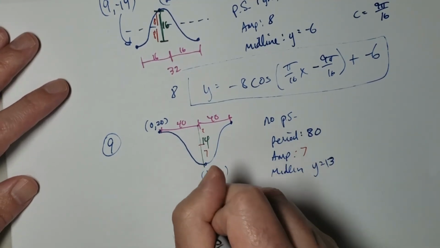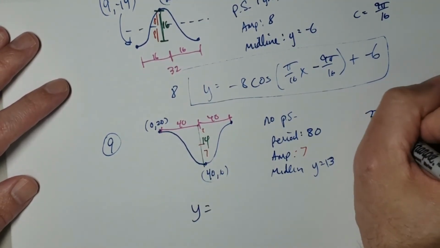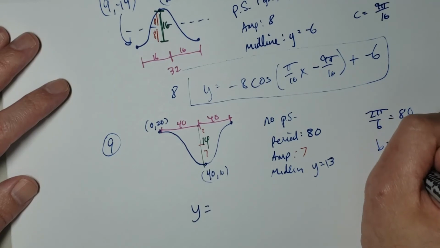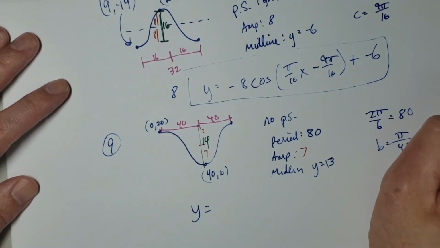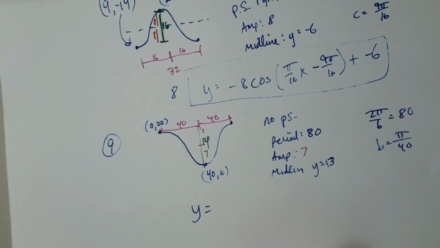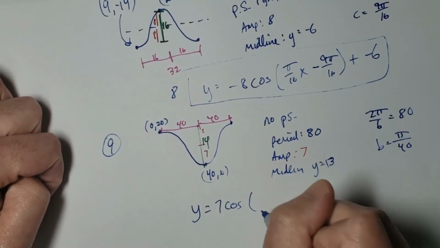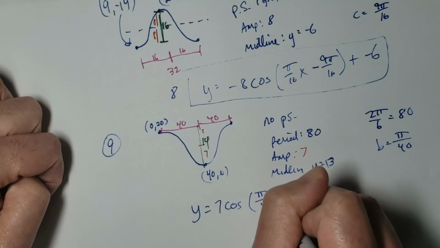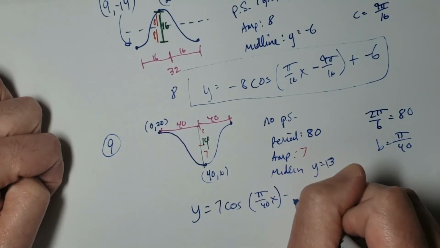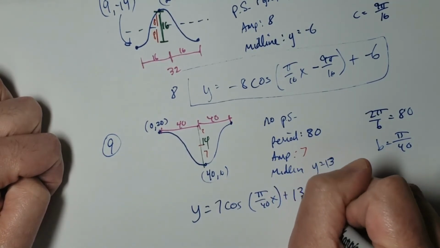So from that, you can solve for b. 2 pi over b equals 80. B equals pi over 40. And so we get 7 cosine pi over 40x, minus, oh, nope, there's no phase shift, plus 13.